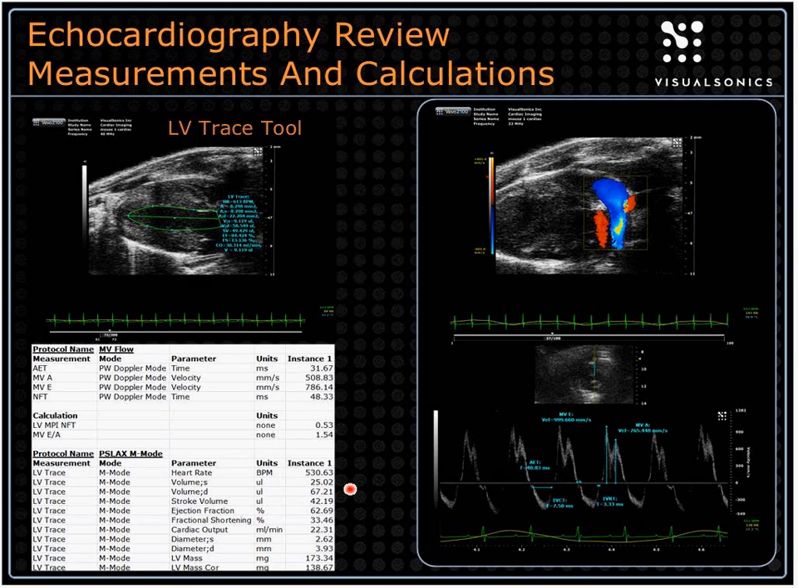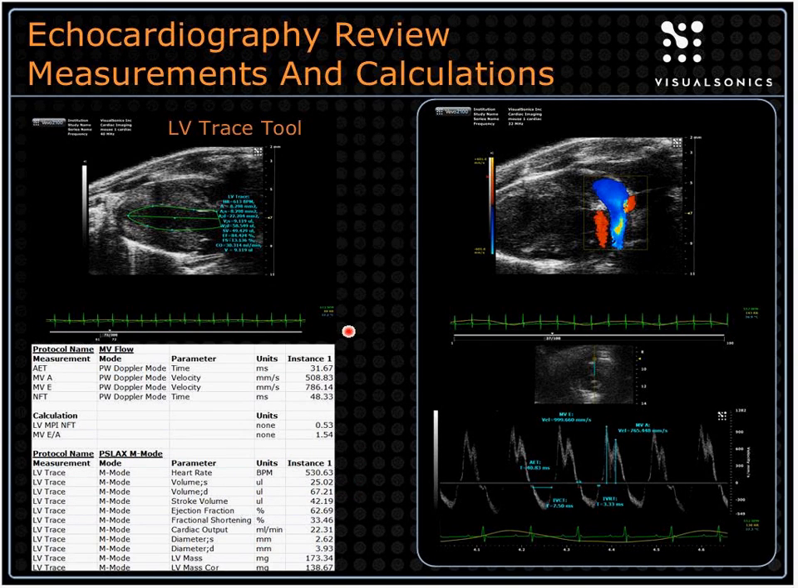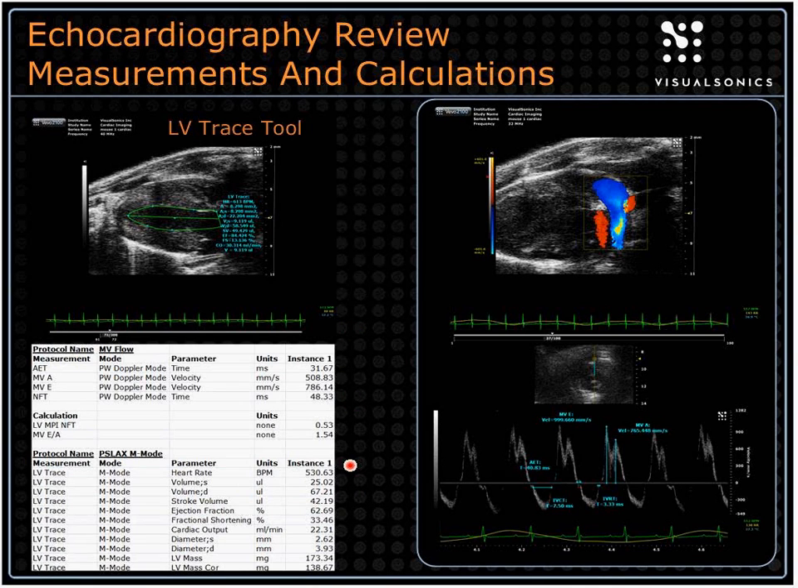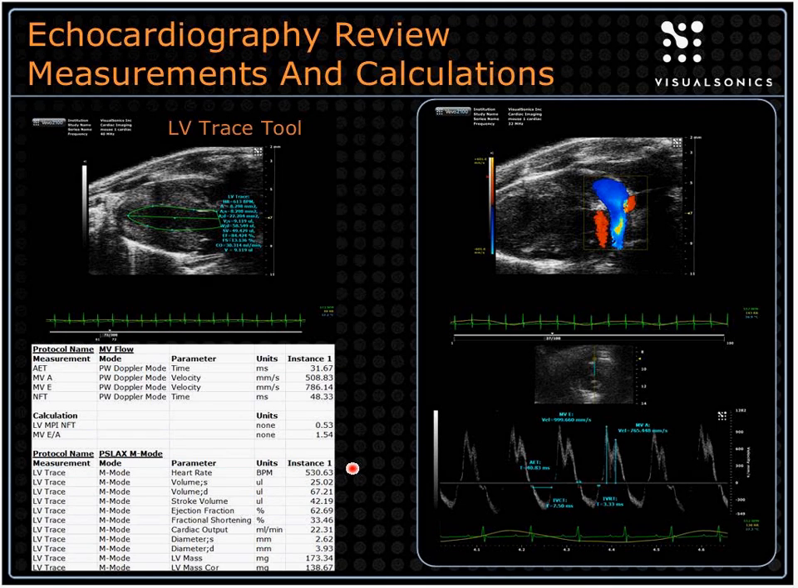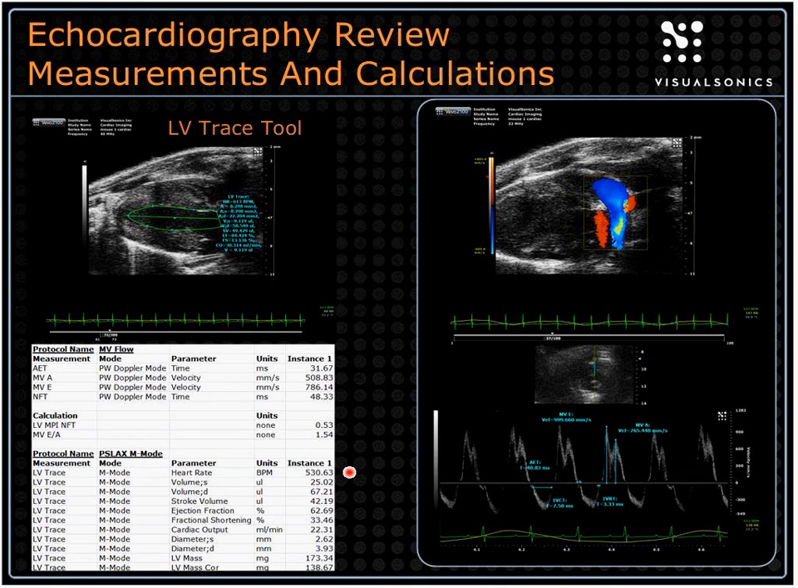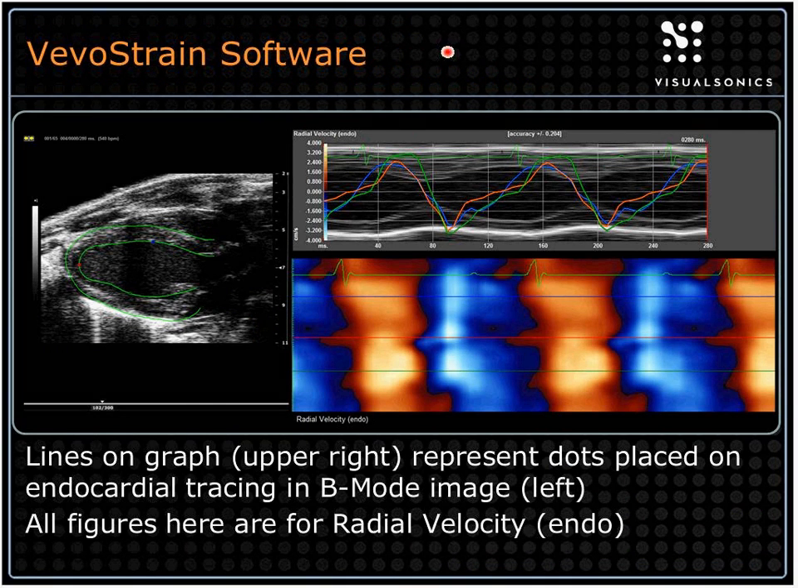And of course, any of us that are familiar with the system know the large array of measurements and calculations that are available in the cardiovascular packages, both in the 770 and in the 2100 as well. Just some examples here of measurements of the mitral valve and the left ventricle.